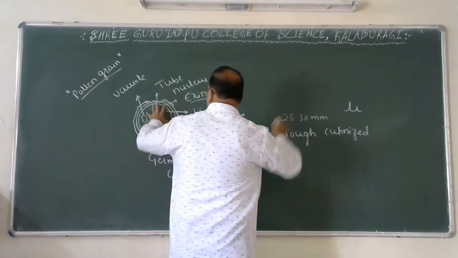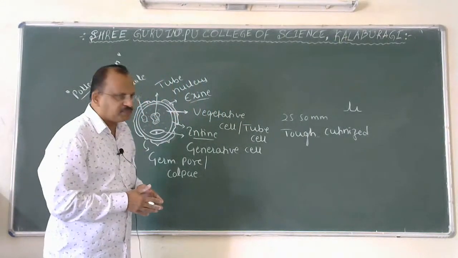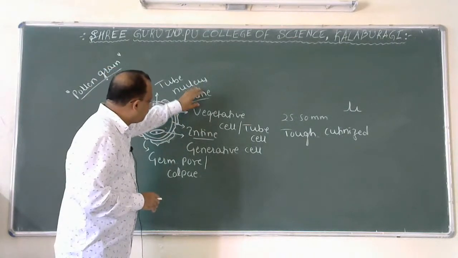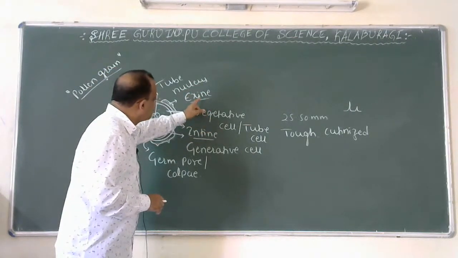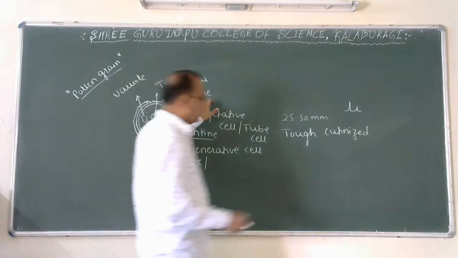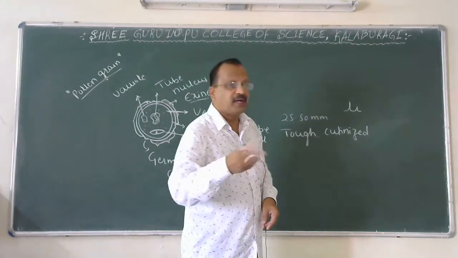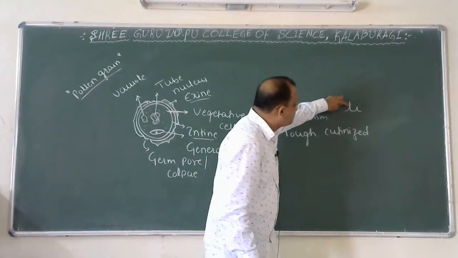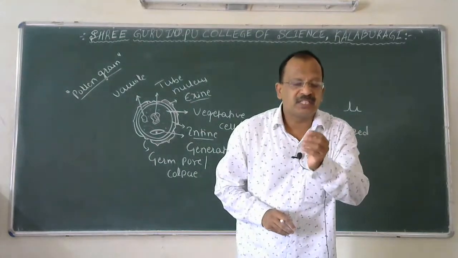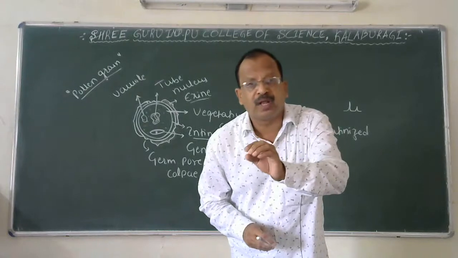Look over here. Pollen grains are spherical in shape, measuring around 25 to 50 micrometres in diameter. It is covered by a wall made up of 2 layers. The outer is called exine and the inner is called intine. Exine is tough, cutinized, sometimes provided with spinous outgrowth. The spinous outgrowth helps in the dispersal of pollen grains.